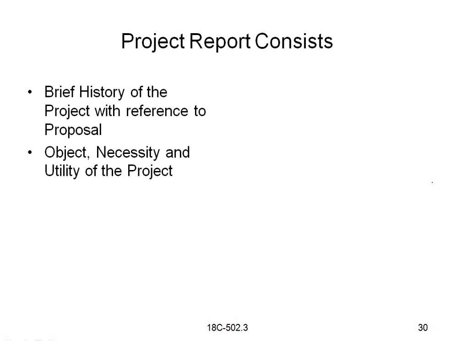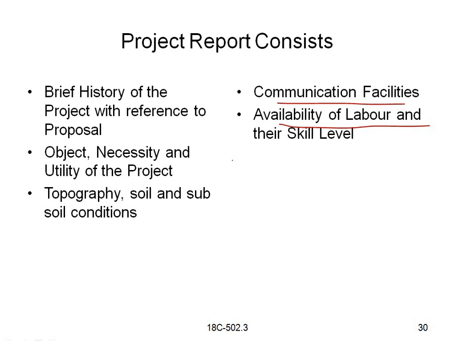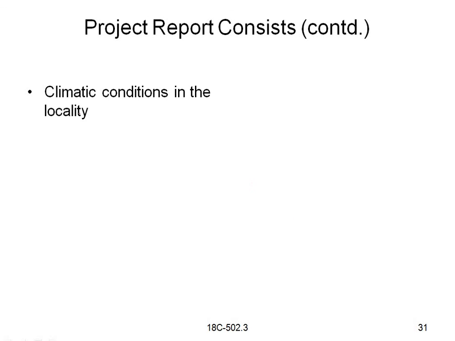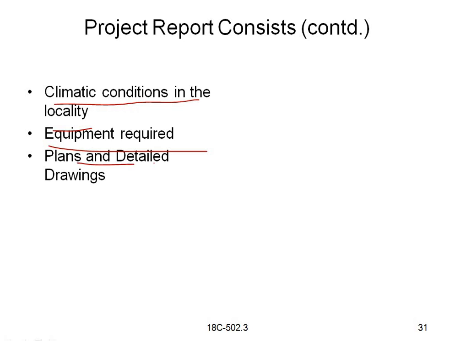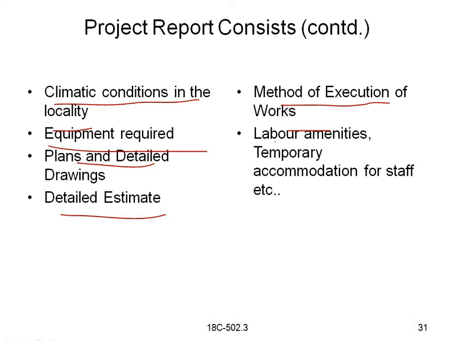Okay. And the next is topography, soil and subsoil conditions. And in the project report we can see communication facilities, availability of labor and the skill level, and availability of materials. Okay, and cost benefit ratio. So these are the details we require. And climatic conditions in the locality, equipment required, plans, detailed drawings, detailed estimate. Whereas method of execution of works, labor amenities, temporary accommodation for staff, etc. are in the project report. So this is the difference between the feasibility report and project report.